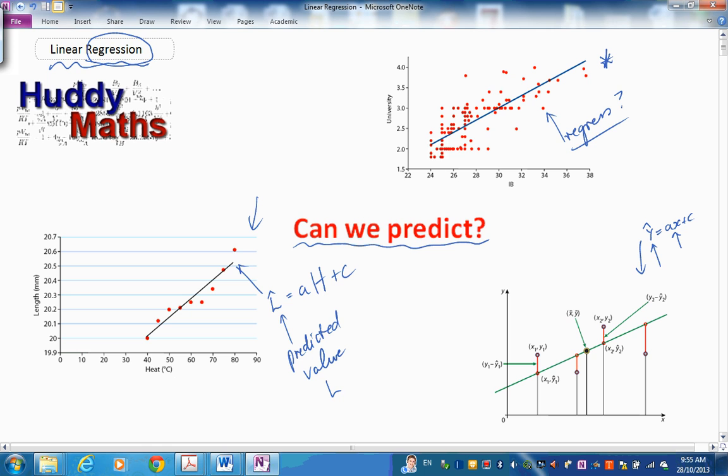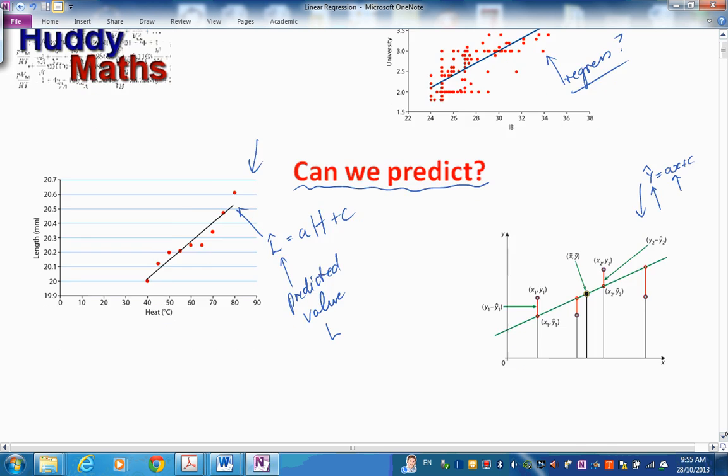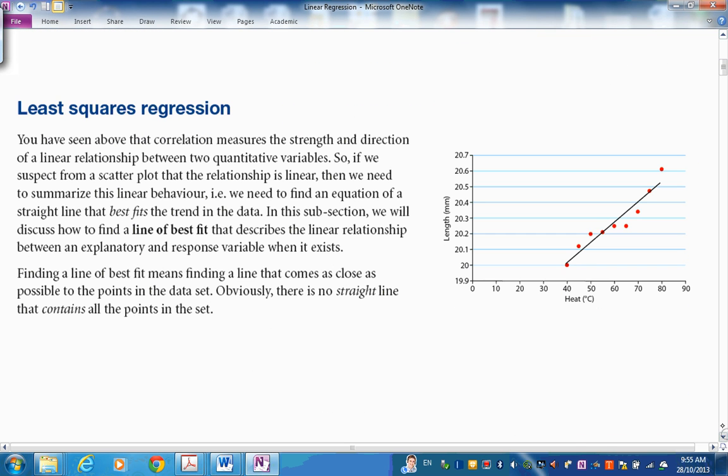And so is this appropriate, to fit a line? And if we do, to describe the data, can we use it to predict realistically? Let's go and have a look at some maths associated with that. And here we are. It's called least squares regression. And we're going to investigate what that least squares means in a minute, but not just at the moment.